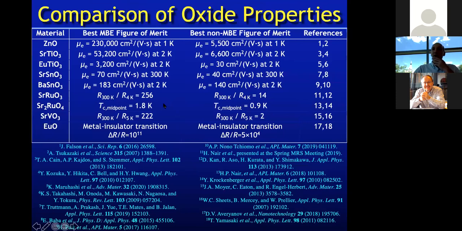I would point out the difficulty in making strontium ruthenate. So if I again come back to this table that I showed earlier, and compare the very best strontium ruthenate that's been made by MBE, and the method of comparison that I'm using is the residual resistivity ratio, a measure of disorder, how much the resistance or resistivity changes from room temperature to low temperature. In our MBE films, this changes by over two orders of magnitude, whereas the very best films that have been made by non-MBE techniques, these are made by pulsed laser deposition here, have a factor of 14.